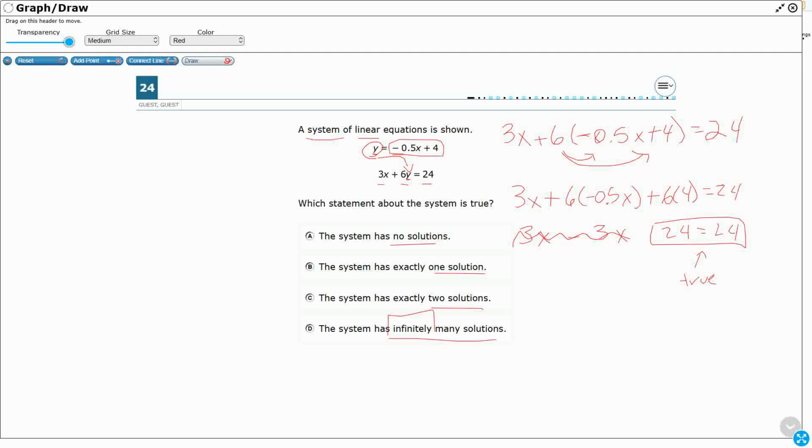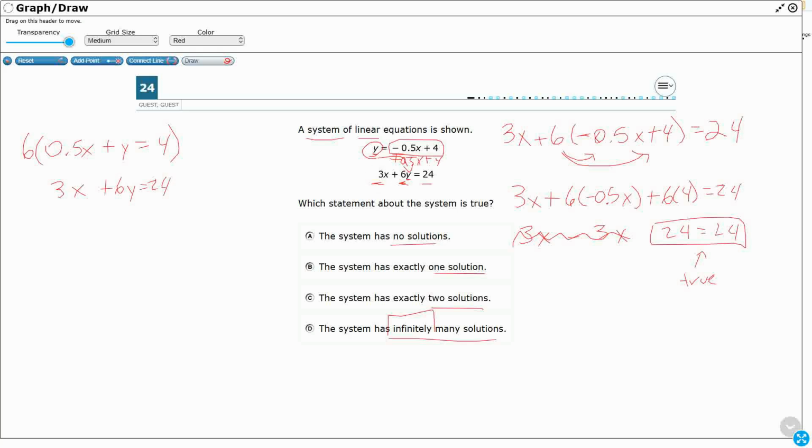Look what happens if I try to use the elimination method. So what I want to do is I want to take this first statement. I'm going to add 0.5x to both sides, so I get both in standard form. 0.5x plus y equals 4. And I'm going to multiply everything by 6 because I want to get that y to be a 6y. So that's going to be 3x plus 6y equals 24.